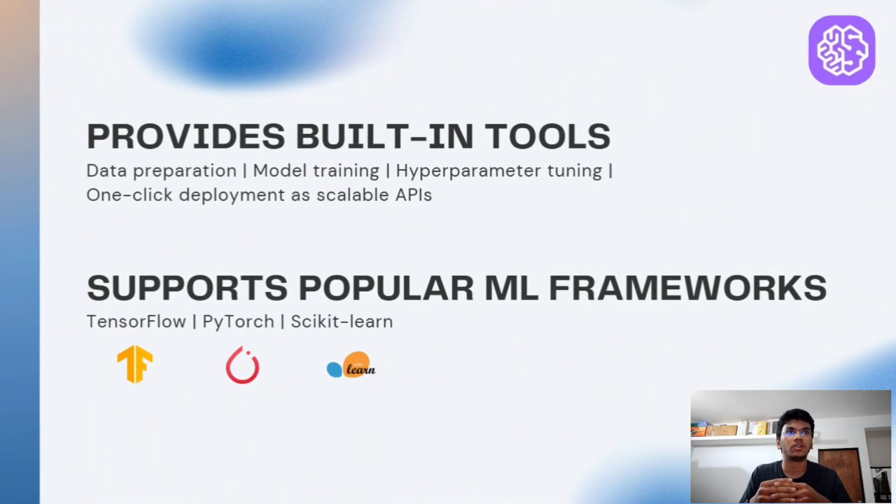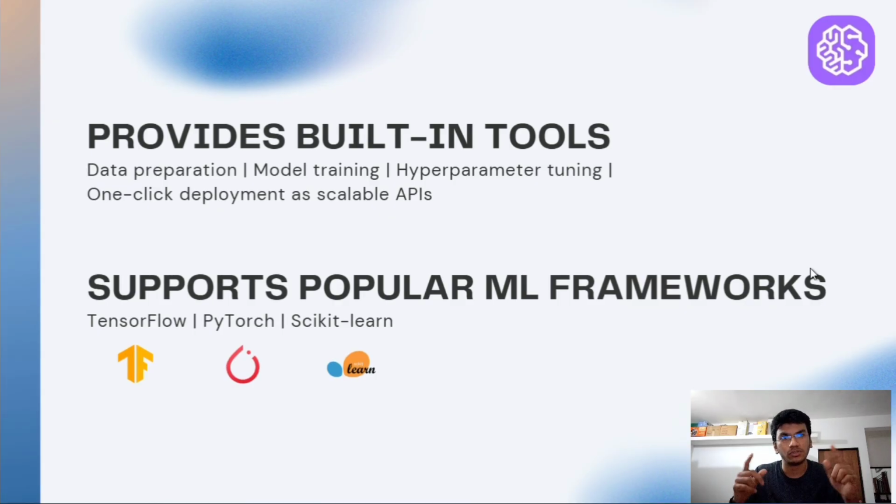So it provides built-in tools for data preparation, model training, hyperparameter tuning, one-click deployment, and scalable APIs, making the entire machine learning workflow faster and easier. SageMaker also supports popular frameworks like TensorFlow, PyTorch, or Scikit-learn, while also offering pre-built algorithms and AutoML features for beginners. It helps you concentrate more on your machine learning model rather than the technical or infrastructure side.